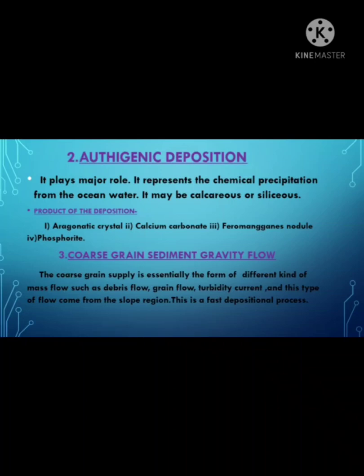For this type of deposition, some products like aragonite crystal, calcium carbonate, and phosphorite are found. The last process, coarse grain sediment gravity flow. When clastic materials are deposited into the deep sea by different kinds of mass flow like debris flow and turbidity current, then it is said to be coarse grain sediment gravity flow.